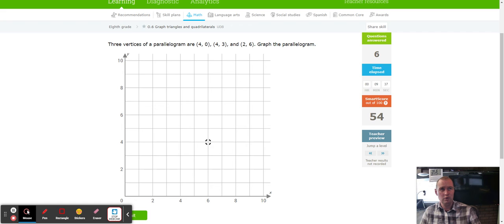Smart score of 54, going up for 80. Right 4, up 0. So don't go up or down, just click on the 4. Reset. 4, 3, up 4, up 3.